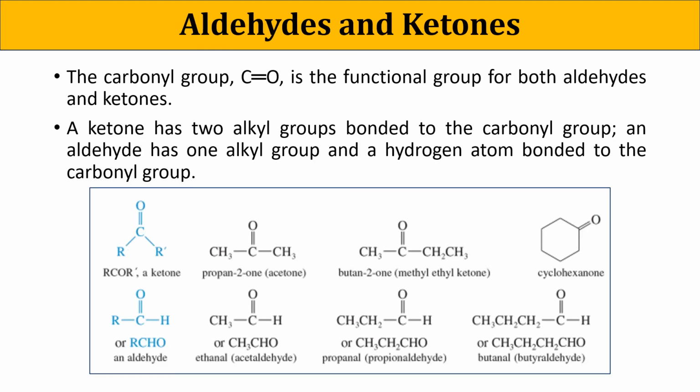Aldehyde and ketone. The carbonyl group is the functional group of both aldehydes and ketones. A ketone has two alkyl groups bonded to the carbonyl group. An aldehyde has one alkyl group and a hydrogen atom bonded to the carbonyl group. Ketone names generally have the "-one" suffix, and aldehyde names use either the "-al" suffix or the aldehyde suffix. The carbonyl group is strongly polar and it can form hydrogen bonds with hydrogen bond donors such as water, alcohols, and amines. The hydrophilic carbonyl group also allows aldehydes and ketones containing up to 4 carbon atoms to be miscible with water. Those with more than 4 carbons have limited solubility in water.